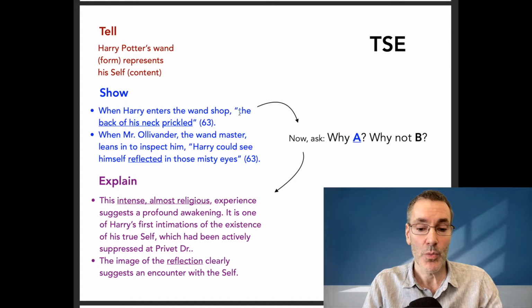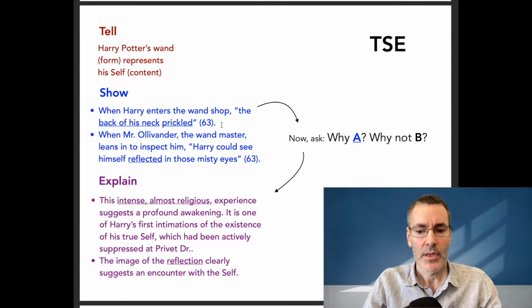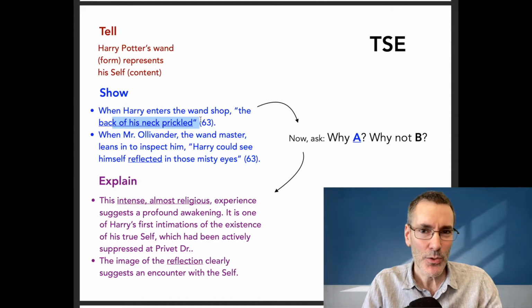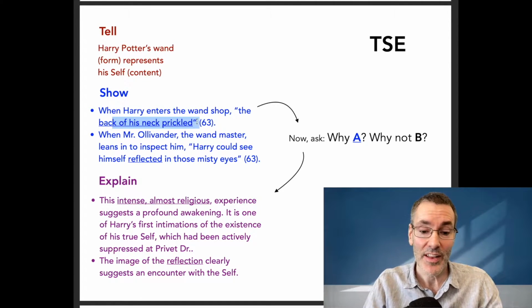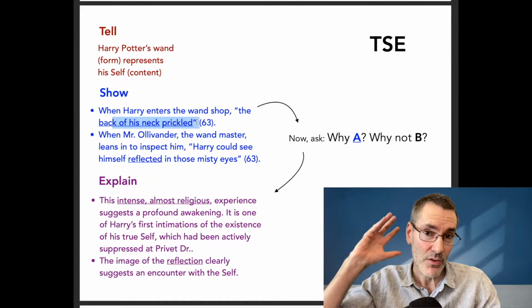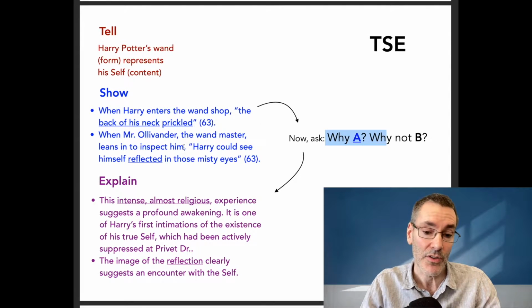When Harry enters the wand shop, the back of his neck prickled. Why A, why not B? Ask yourself that question about that particular fact. J.K. Rowling didn't have to include that. She could have said, he walked into the wand shop and he saw a lot of wands, but she didn't say that. She said the back of his neck prickled. So there's something significant about that. And if you ask this question, you'll get to some interesting answers.